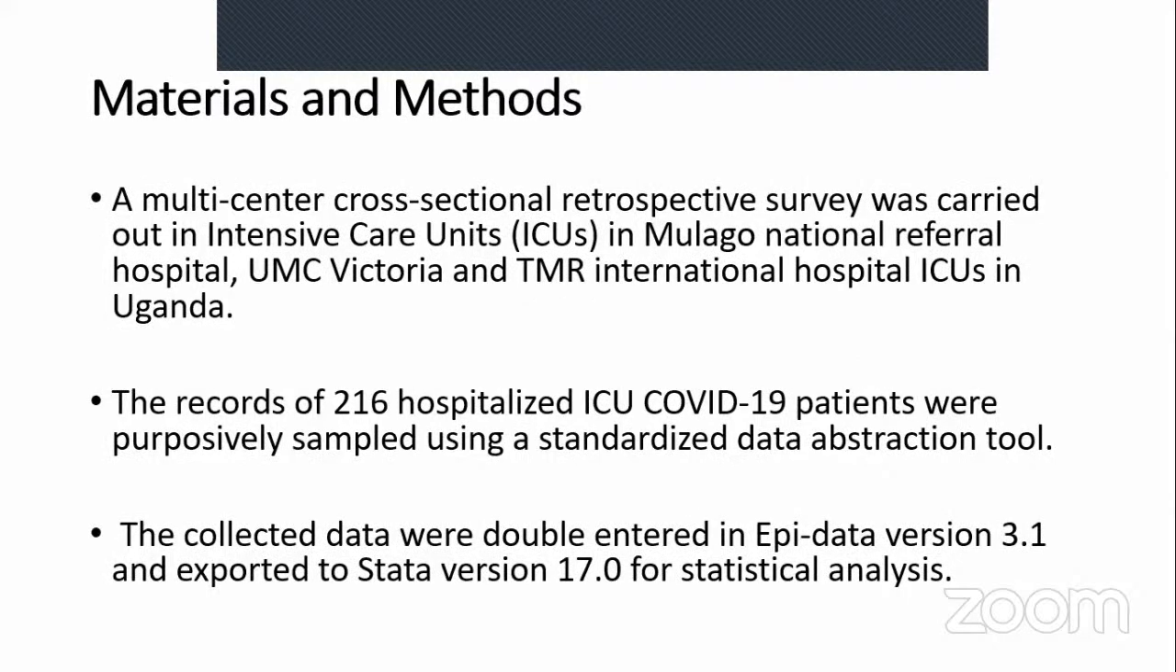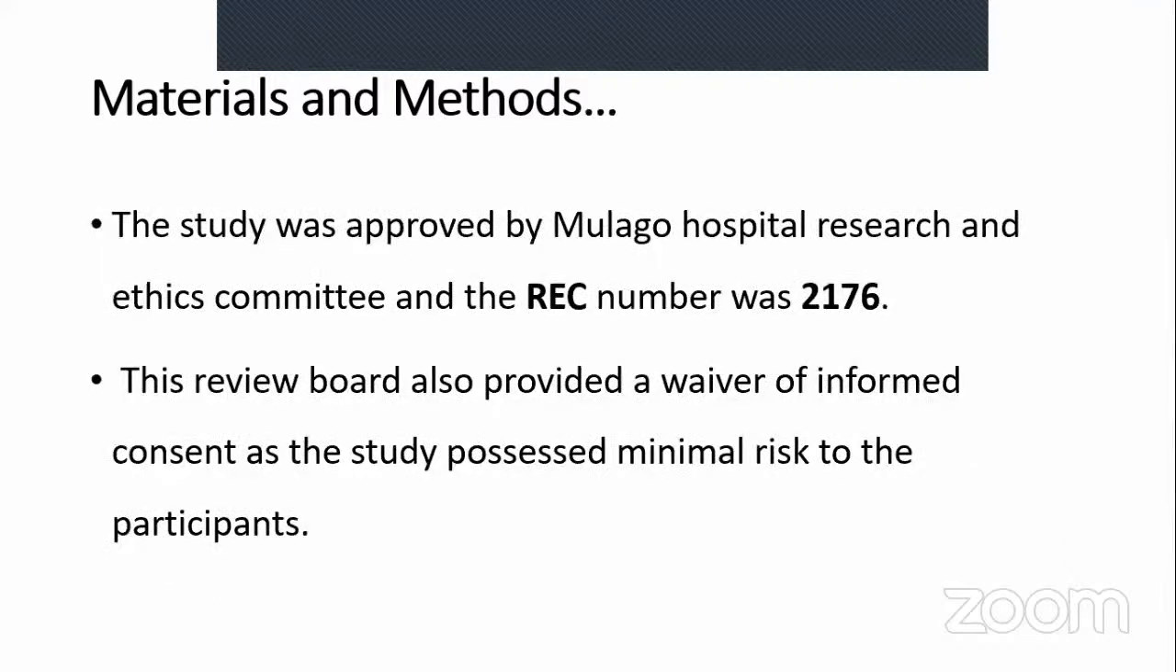So our methods: this was a multi-centered, cross-sectional study. We did a retrospective survey in 3 intensive care units, that is Mulago National Referral, UMC Victoria, and TMR International Hospital. We reviewed records of 216 patients hospitalized in ICU for COVID-19, and we employed purposive sampling. We designed a data abstraction tool after a comprehensive literature search, which we used as a tool for data collection. After cleaning, the data was entered in Epidata, and later on, analysis was done using Stata version 17. This study was approved by Mulago Hospital Research and Ethics Committee.